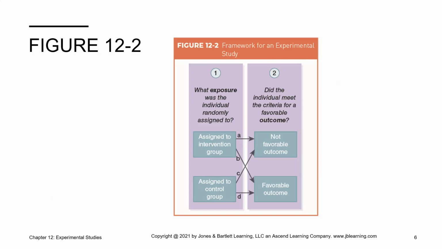Figure 12.2 goes over a framework for an experimental study. So starting off here in the first column, what exposure was the individual randomly assigned to? Individuals in the study could be assigned to the intervention group or assigned to the control group. Now from that, if you're assigned to the intervention group, then it could produce a favorable outcome, but it could also produce a not favorable outcome. Same thing with the control. There's two possible outcomes. It could be a non-favorable outcome or it could be favorable.